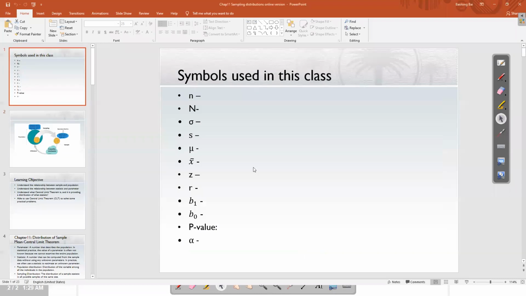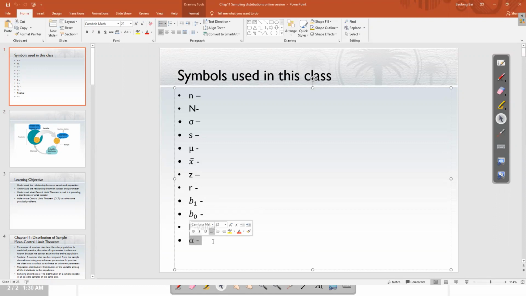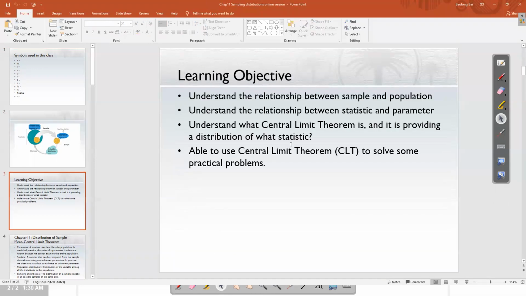Please get familiar with all the symbols again. All the symbols, just one page full. Small n, sample size. Big N, population size. Sigma, population standard deviation. S, sample standard deviation. Mu, population mean. X bar, sample mean. Z, standard normal variable. R, correlation. B1, regression slope. B0, regression intercept. P-value and alpha, we're going to talk about them very quickly when we talk about the inferences, all right? We're going to go to inferences right after this.